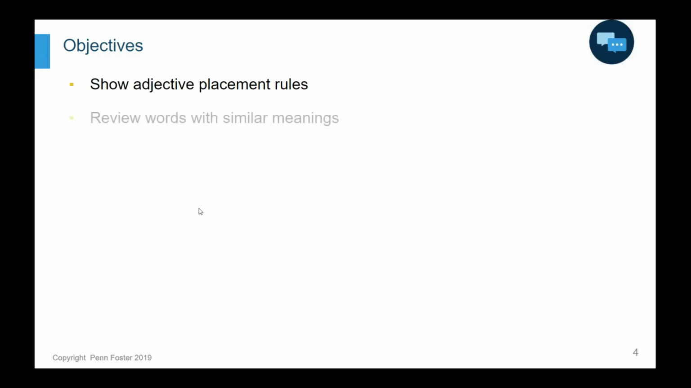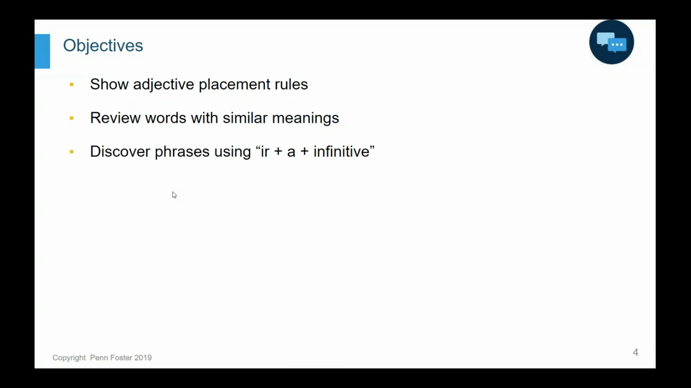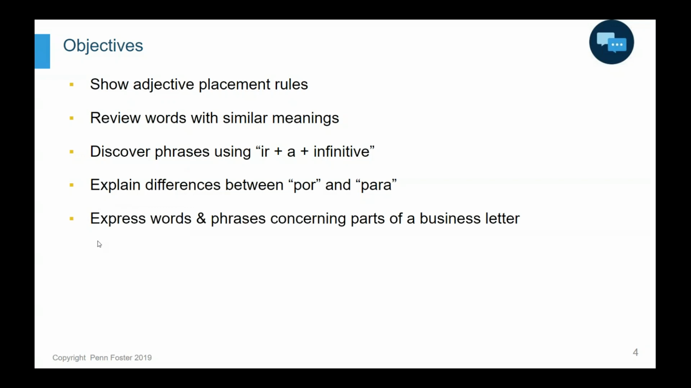On today's objectives, we'll do a few things. First, show adjective placement rules. This might be a review if you attended the webinar on exam 13. Next up is to review words with similar meanings. We'll talk about phrases using ir plus a plus the infinitive, how to translate that. Also, we'll talk a little bit about the differences between por y para. These are words that can translate as for in Spanish, but they may have some other meanings as well. We also will discuss words and phrases concerning parts of a business letter that you may use. And we'll wrap up with any last-minute questions.